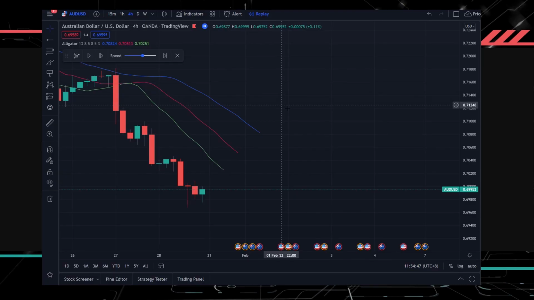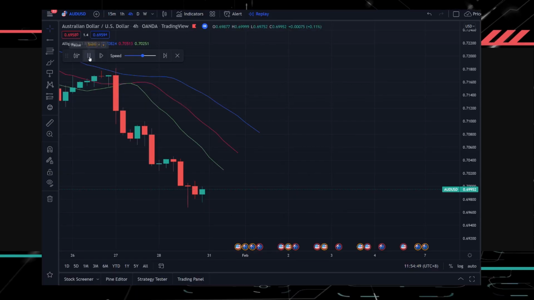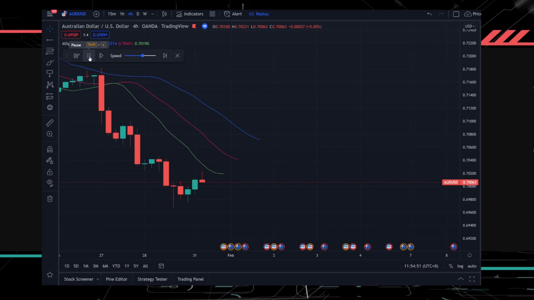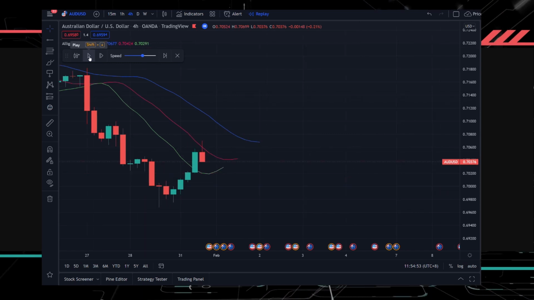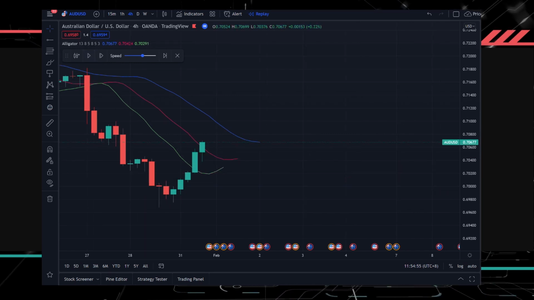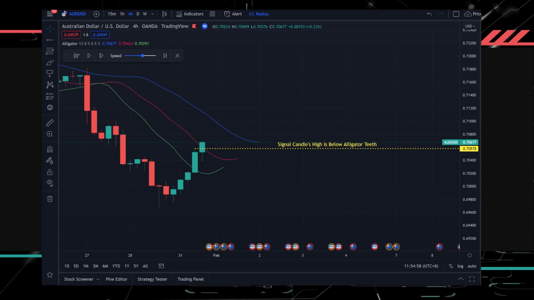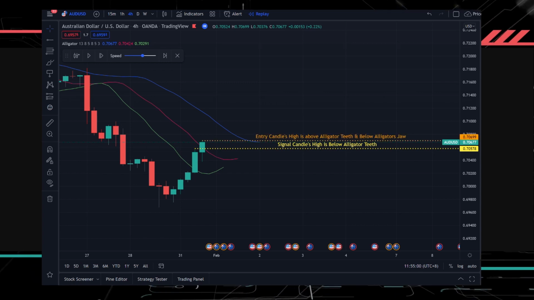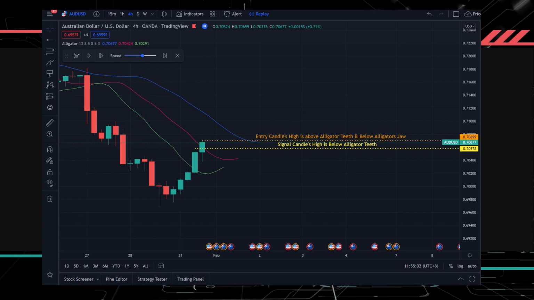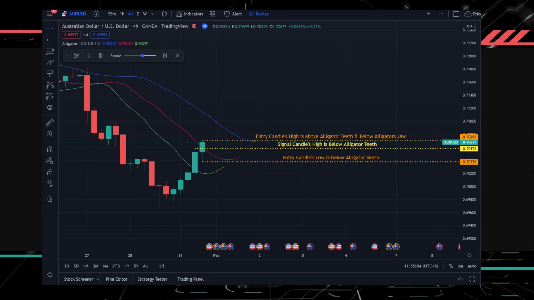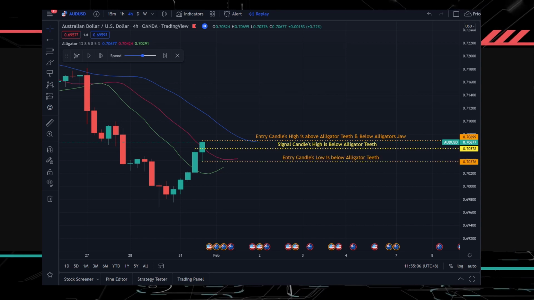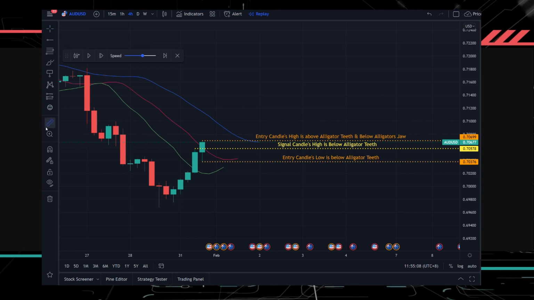Our second example is AUD USD on the 4-hour time frame. First, the jaw is greater than the teeth and the teeth is greater than the lips. Next, the signal candle's high is below the teeth, indicated with the yellow line. Third, the entry candle's high is above the teeth and below the jaw, shown by the top orange line. Fourth, the entry candle's low is below the teeth, indicated by the bottom orange line.